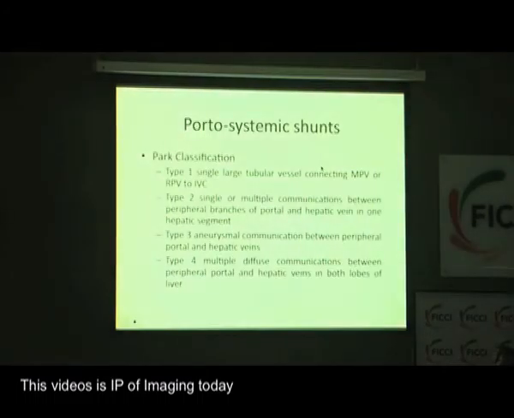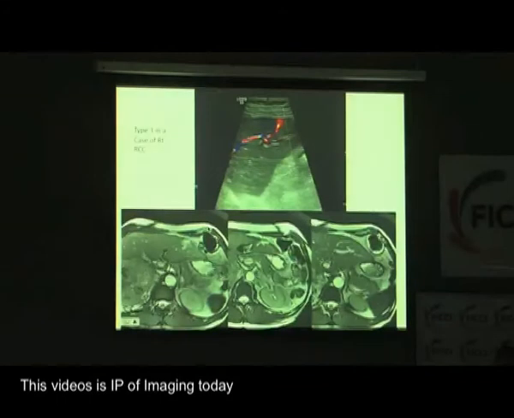Portosystemic shunts, there's a full classification called the Park classification. You have type 1 to type 4. You occasionally see these lesions during a study done for other reasons. And here's a patient who had a right-sided RCC who had come to us for staging. And along with the RCC, there was this focal lesion in the left lobe.